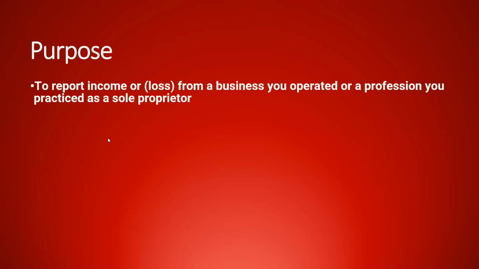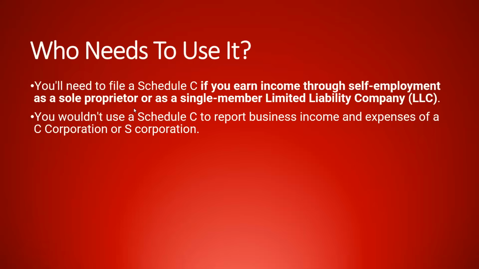The main purpose of this form is to report income or loss from a business you operated or a profession you practice in as a sole proprietor. So you can be a small business, or an individual, just an independent contractor, or somebody working for themselves, a plumber, an electrician, doing any kind of speaking, dancing, things like that. This will be the form you use to state your income.